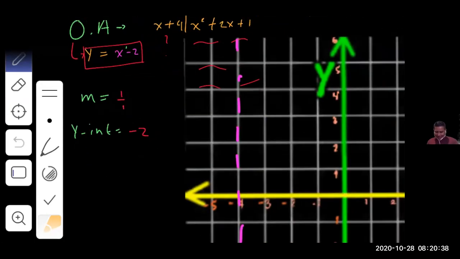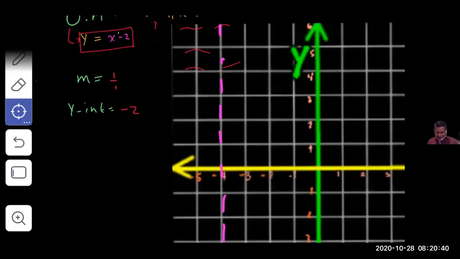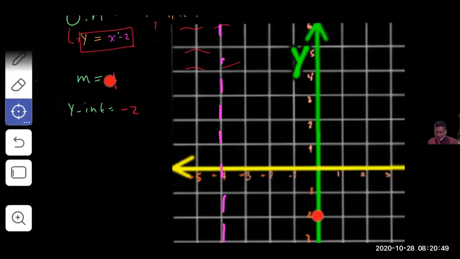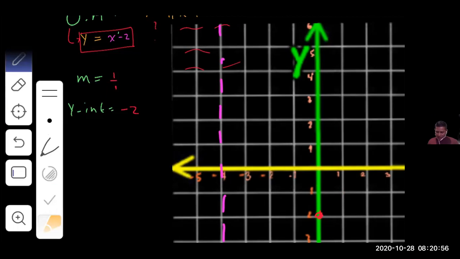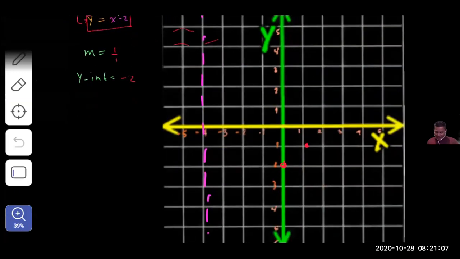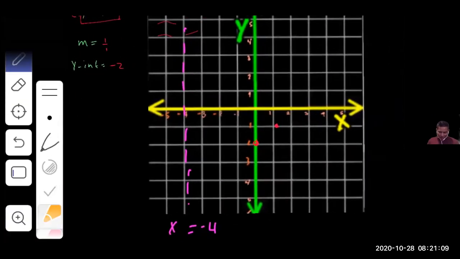Okay, let's plot that. The y-intercept is -2, so let's make the point here at -2. Now let's move according to this slope: 1 unit up and 1 unit to the right. The numerator stands for the y movement and the denominator for the x movement. With these 2 points, we can make the line easily. Let us make the line.